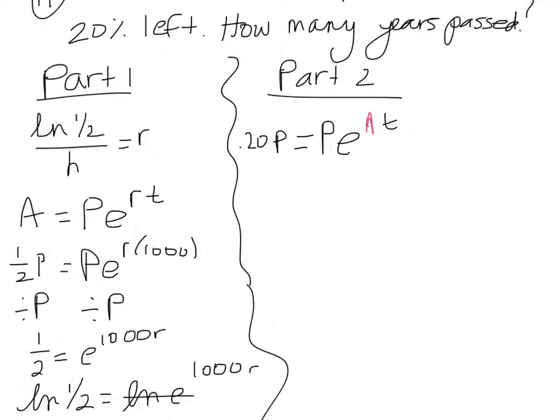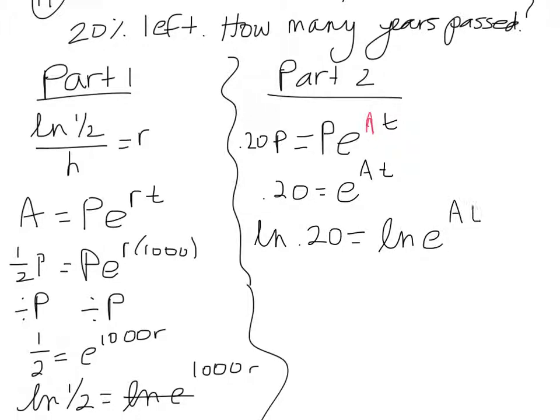Okay, so I'm going to divide by P, so I get 0.20 equals E to the A times T, and it looks like you have 3 variables. It looks like you have E, A, and T, but A is a number, E is the number, 2.718, goes on forever, right? T is the only thing that we don't know, so that's what we need to solve for. So I do natural log on both sides. Natural log and E cancel.